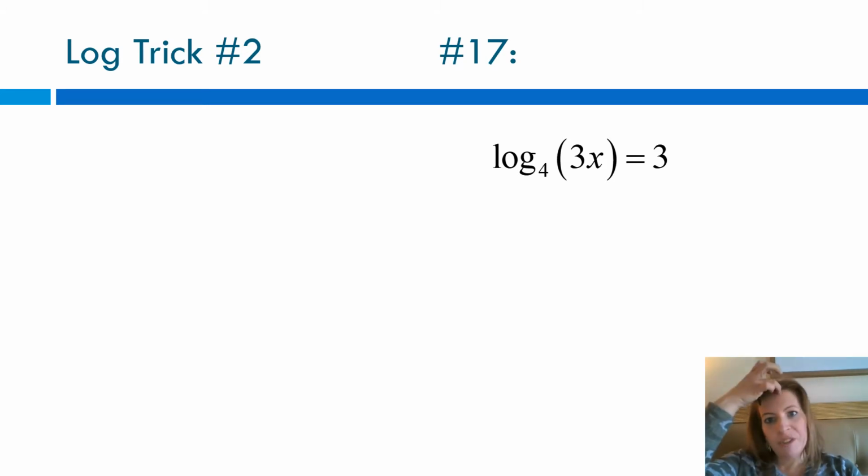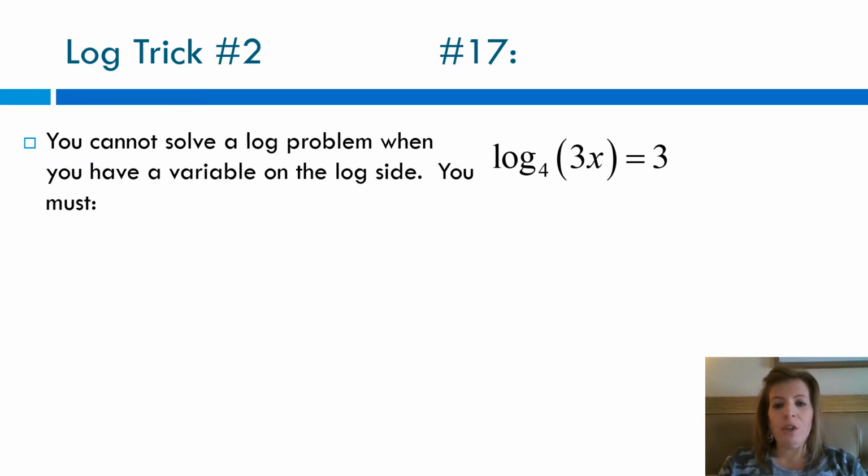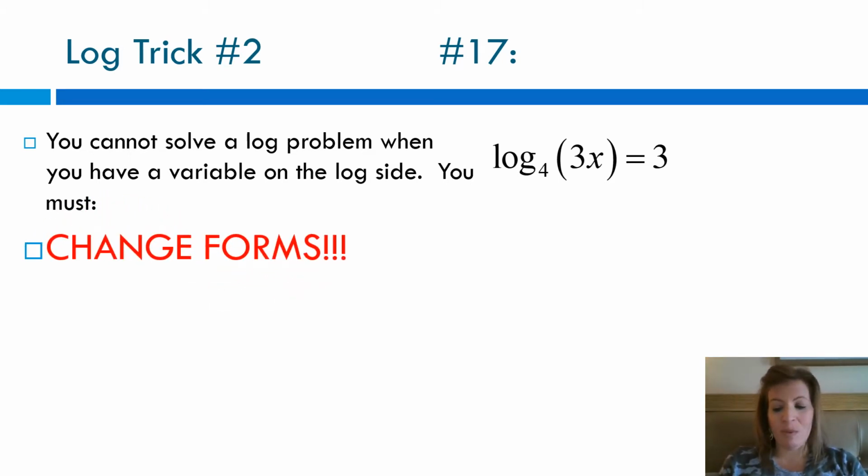So we're going to try number 17, which is log base 4 of 3x equals 3. We haven't tried one of these before where you only have a log on one side of the equation. If you have a variable on the side of the equation with the logarithm, it cannot be solved in log form. So what we're going to need to do to solve it is change it into exponential form.